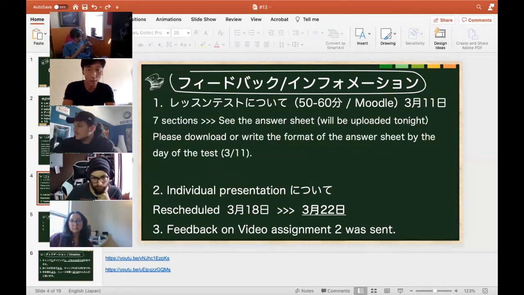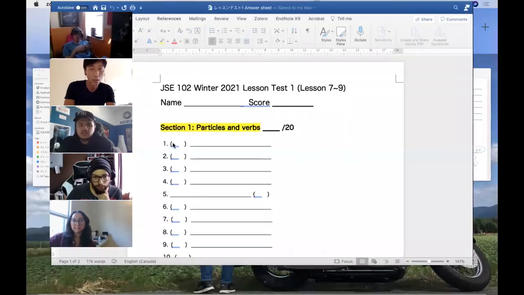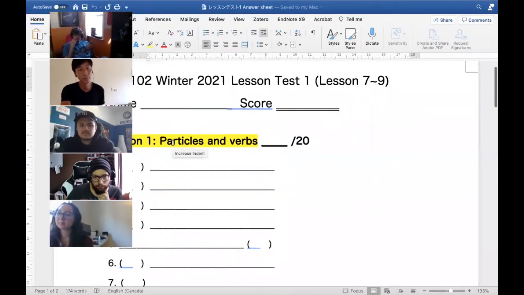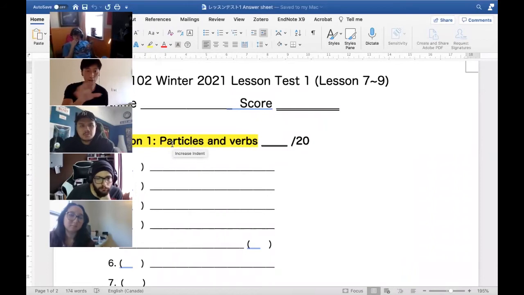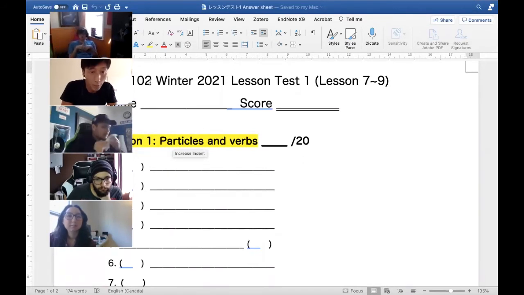So look at this answer sheet. That's better to catch the image of it. Okay, so this is the answer sheet. So I'm going to upload this Word file tonight. Okay, I'm just asking one of my friends, who is also a teacher, to proofread. So yeah, after that, I'm going to upload this file.